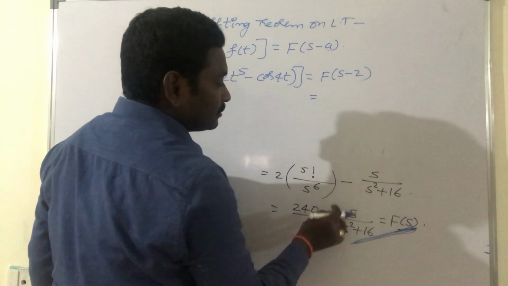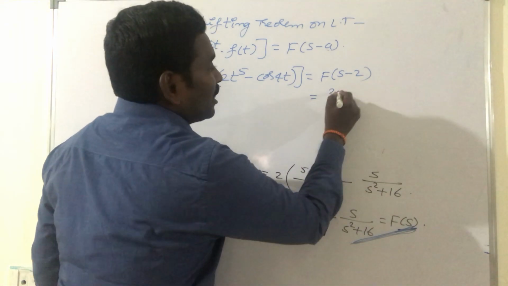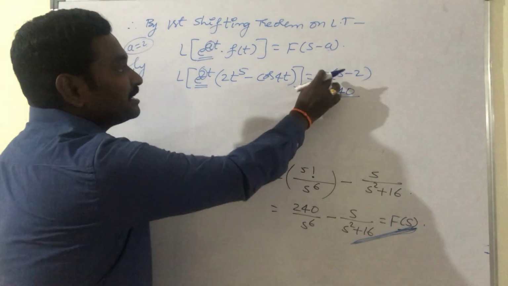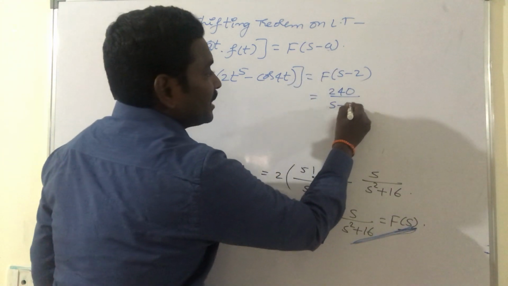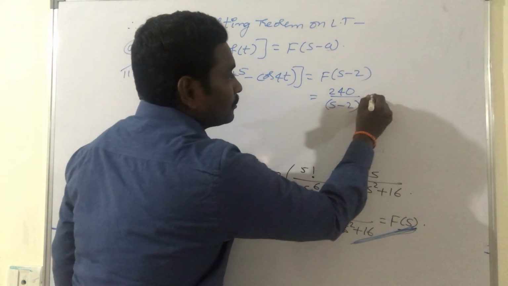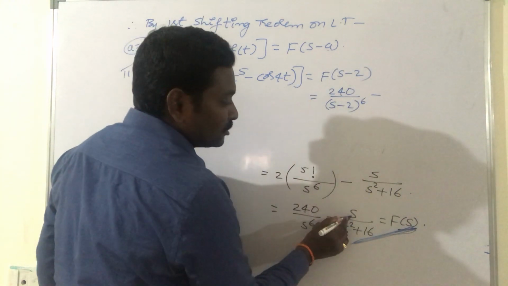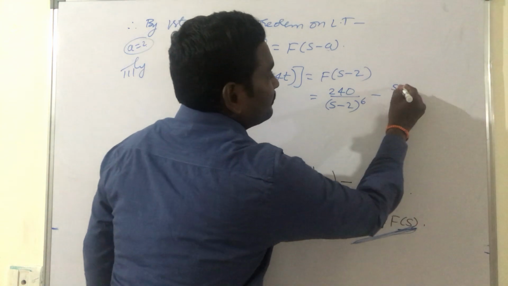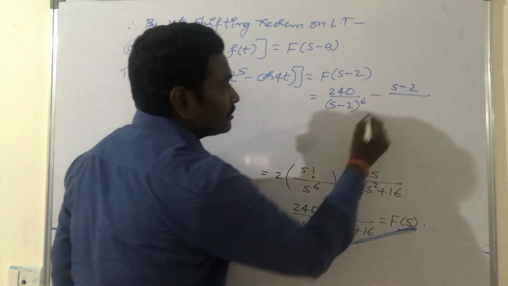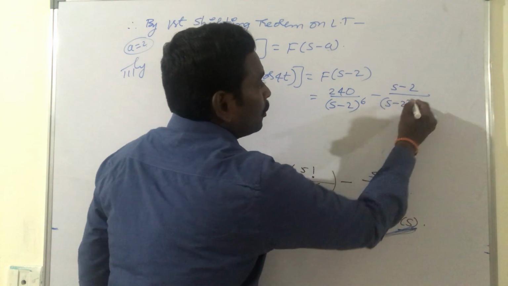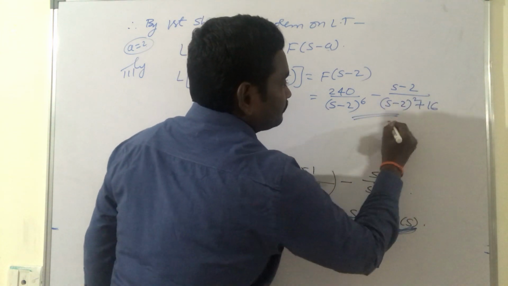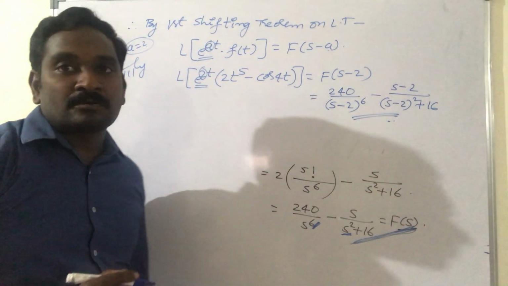So that is equal to 240 by, here we have s, now blindly replace it by s minus 2. So s minus 2, already here we have power 6, it is a similar term, minus, again in the numerator we have s, so replace it by s minus 2, whole by, in the denominator we have s square, so s minus 2 whole square plus 16. This is the final conclusion.